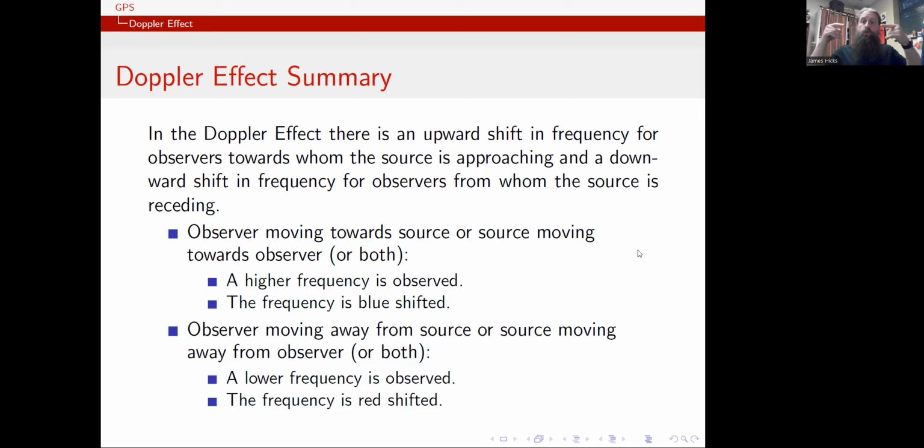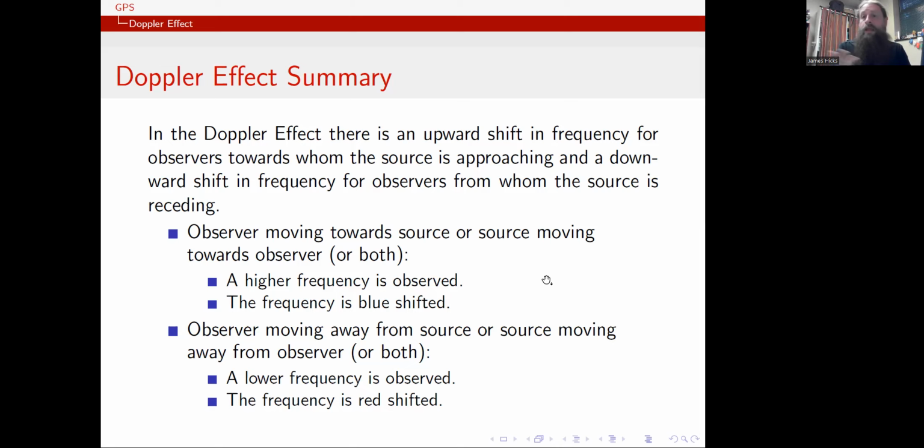When they're moving towards each other, you get a Doppler shift to a higher observed frequency. We say that's blue shifted. Blue light has a higher frequency than red light. If the source and the observer are moving away from each other, then we get a lower frequency observed. And we say that's red shifted because red light has a lower frequency than blue light. So things moving away, there's a Doppler shift to lower frequencies. Things moving towards each other, there's a Doppler shift to higher frequencies.